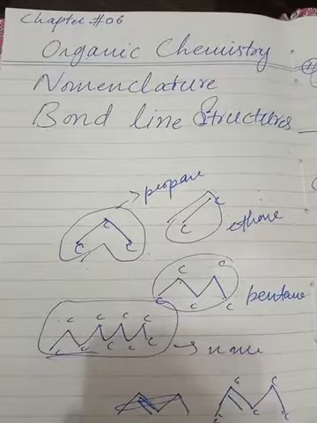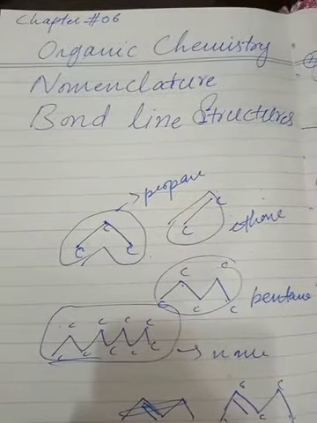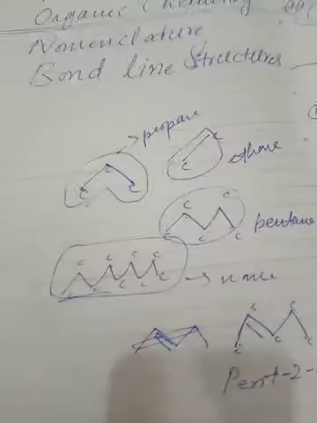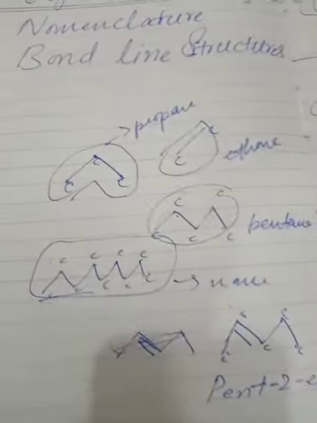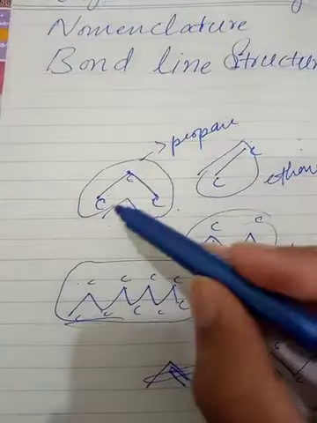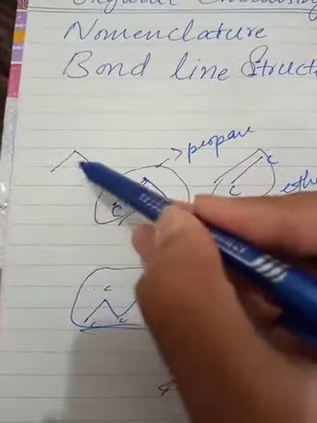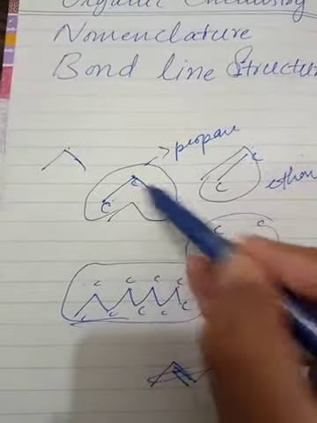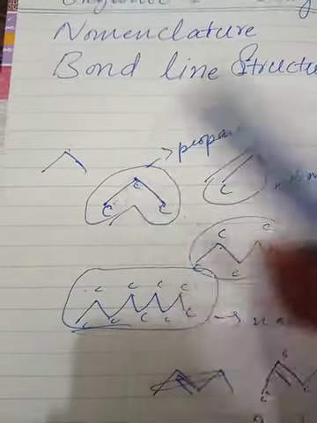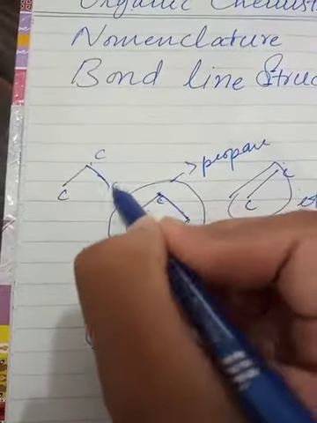Today we are going to learn nomenclature of bond line structures in organic chemistry, chapter number 6. Now you have to learn first what bond line structures are. So you can see that there are 3 points. I have drawn 2 lines and it contains 3 points. Each point is regarded as one carbon. See, 1, 2, 3.